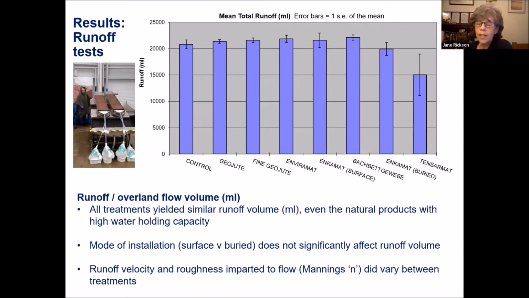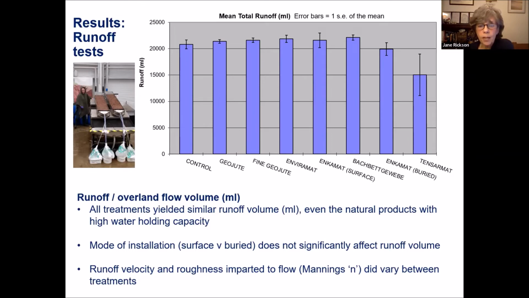And in fact, if anything, some of the woven products, particularly the warp fibers, actually wicked more runoff going down the slope, which is why you can see slightly, it's not significantly statistically different, but the geojute, for example, and the fine geojute actually increase the runoff volume because of this wicking effect, this channeling effect of the runoff. So all treatments yielded similar runoff volume. We were very surprised. We thought the natural fibers would absorb, but that didn't seem to be the case.